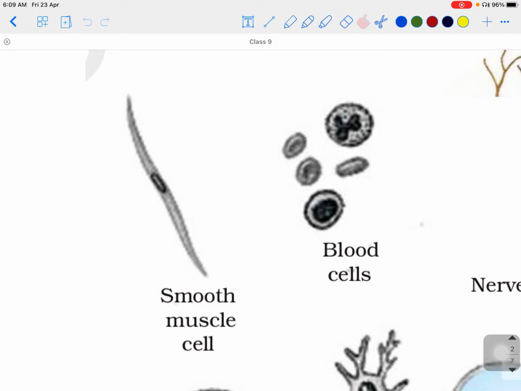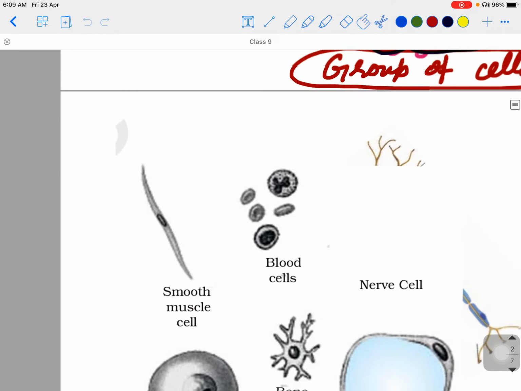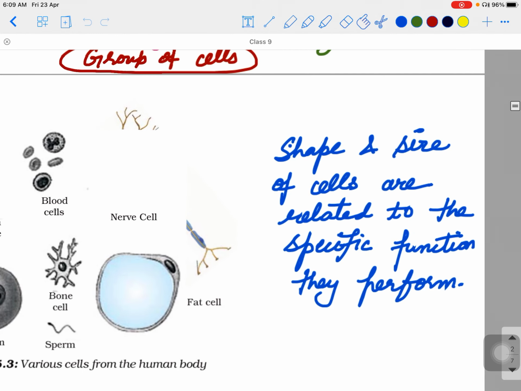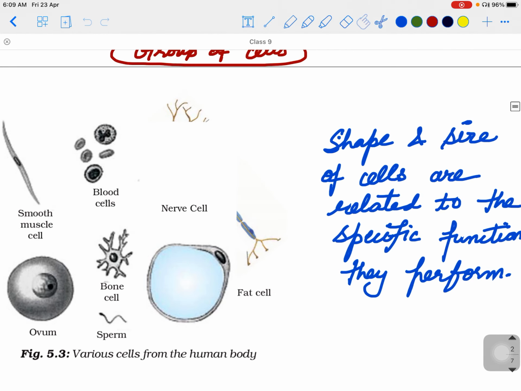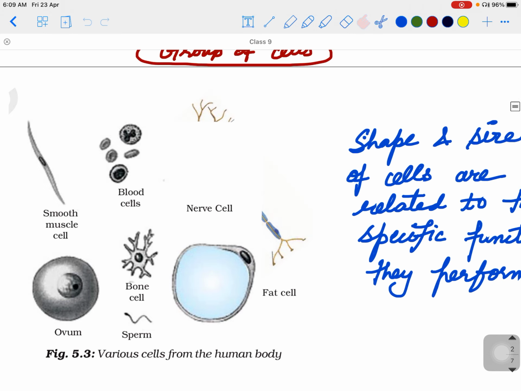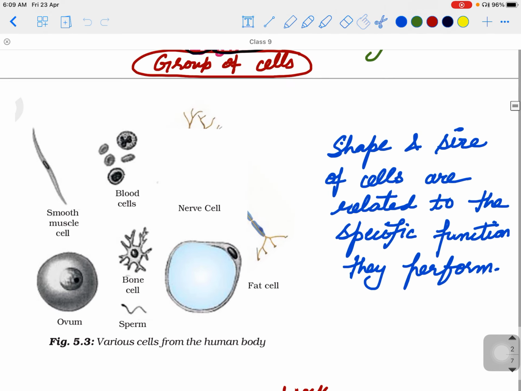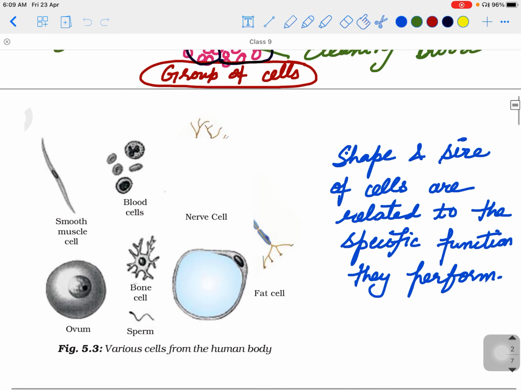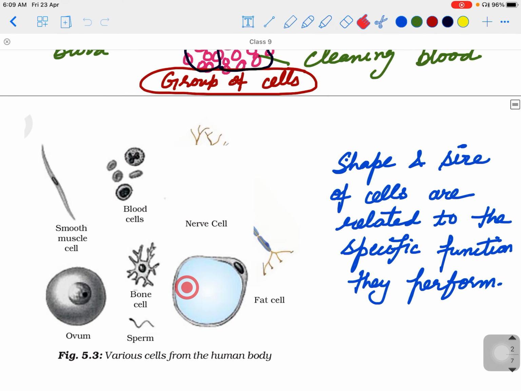So now you understand what is the relationship between the shape and size of the cell and the function it performs. The shape and size depends on the function performed by the cell. If the function of the cell is storage, then it should be large in size and it should be round. So this way you have understood the concept of relationship between shape and size of the cell and a specific function performed by the cell.